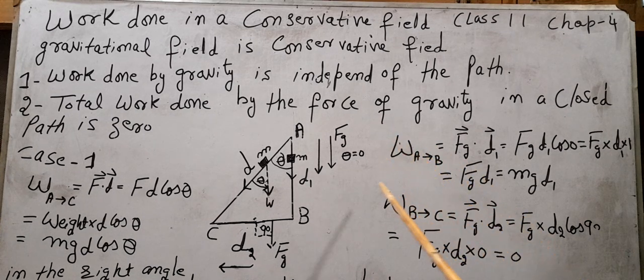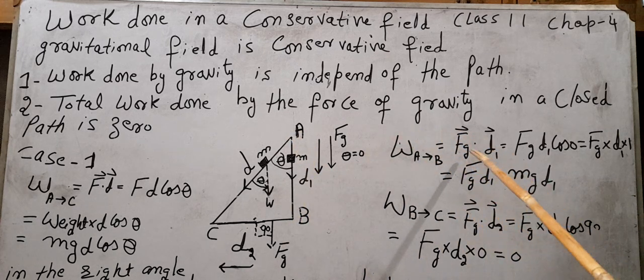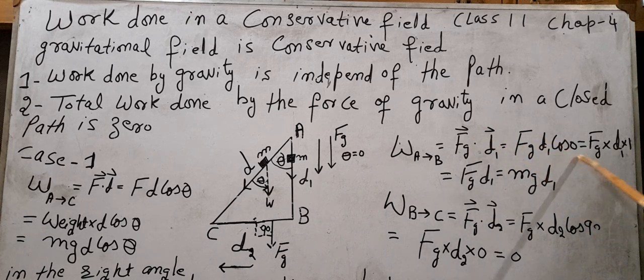Let us take the first case. The body is moved from A to B, then from B to C. When the body is moved from A to B, we know that the force of gravity acting on the body and the displacement covered in moving the body from A to B are in the same direction. Therefore, cos 0 is equal to 1, and we know that this force of gravity is equal to mg, and the work done in moving the body from A to B becomes mg d1.